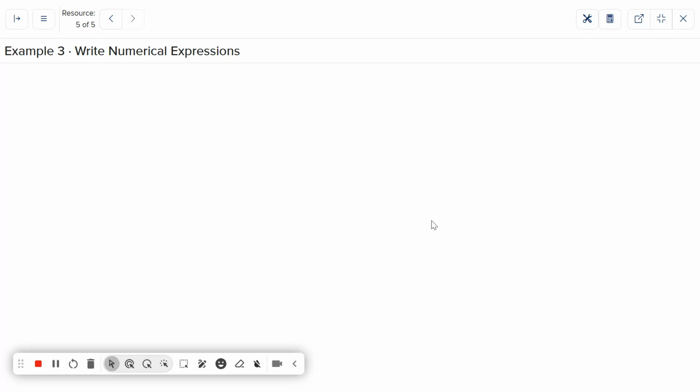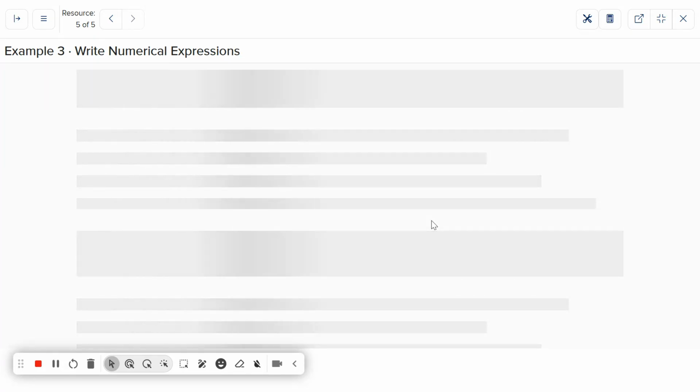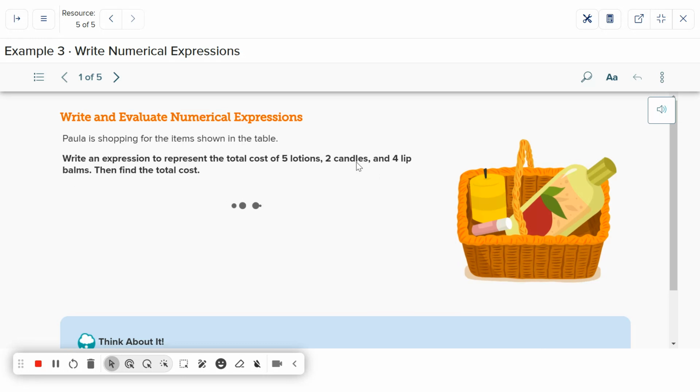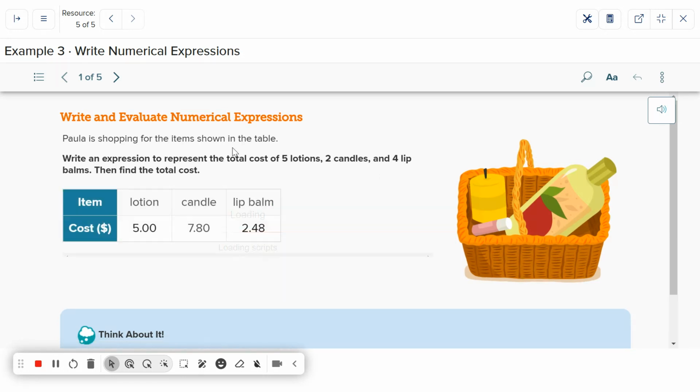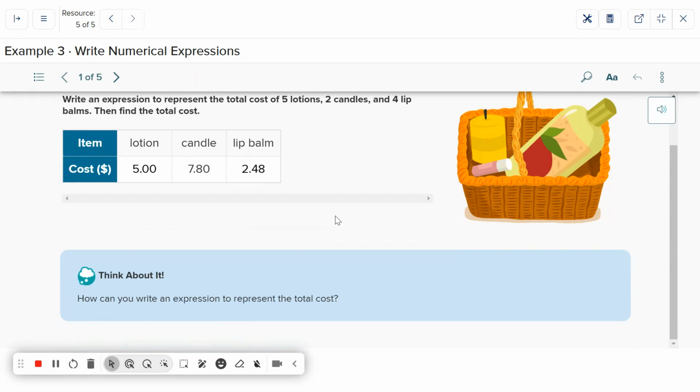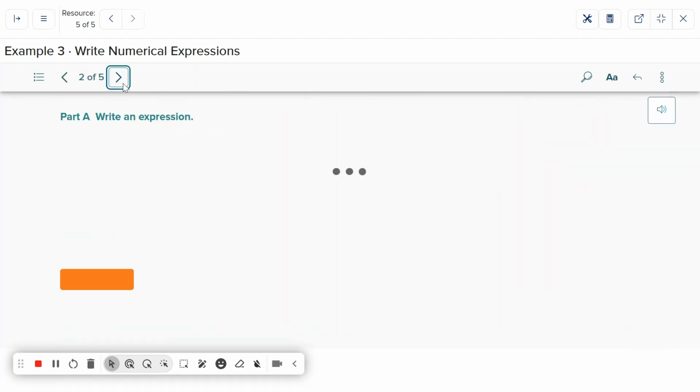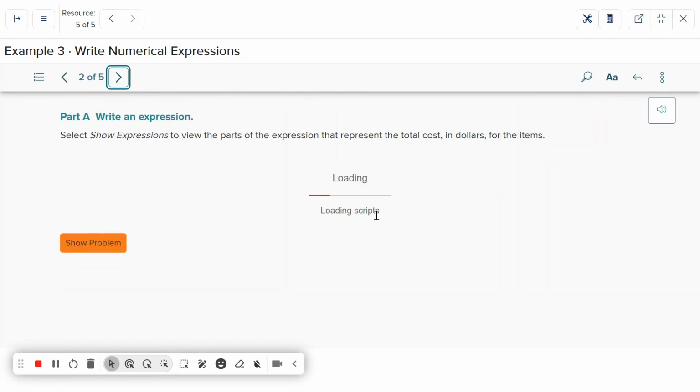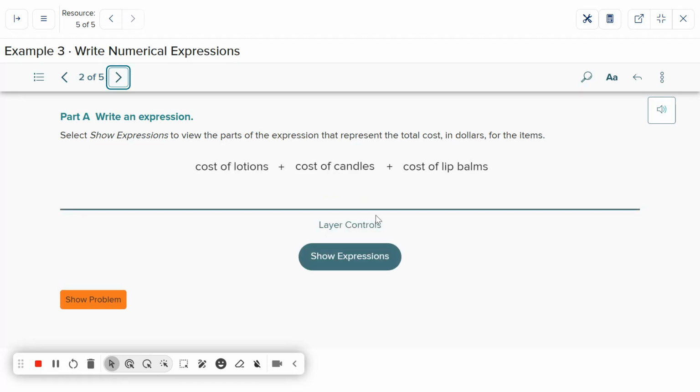And let's do one last example here. We're going to write a numerical expression about Paula, who is shopping for the items shown in the table. We're going to write an expression to represent the total cost of 5 lotions, which cost $5 each, 2 candles, which cost $7.80 each, and 4 lip balms, which cost $2.48 each. So we are going to see how to do that. Part A, write the expression. So we're going to write this out.